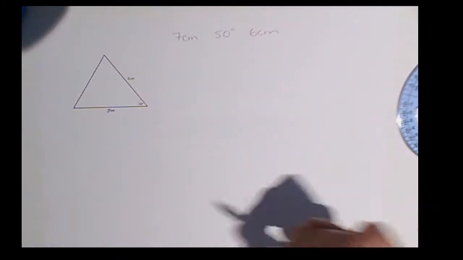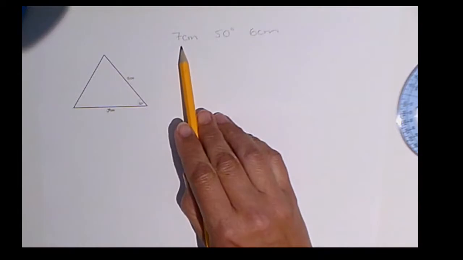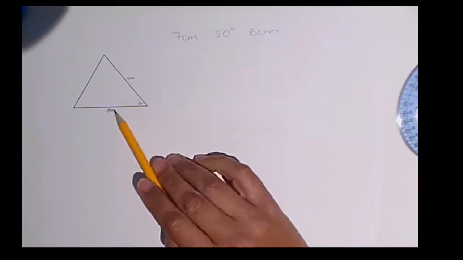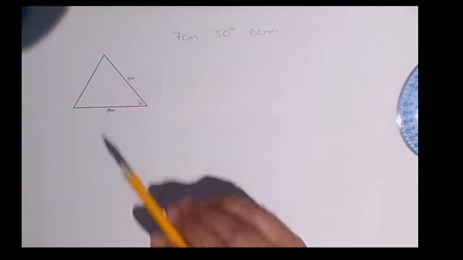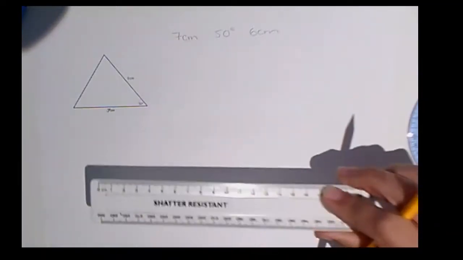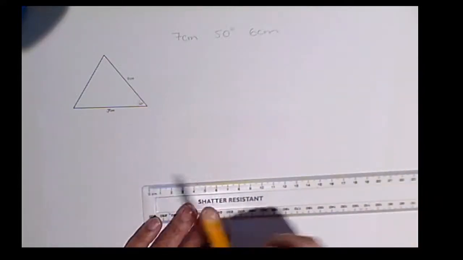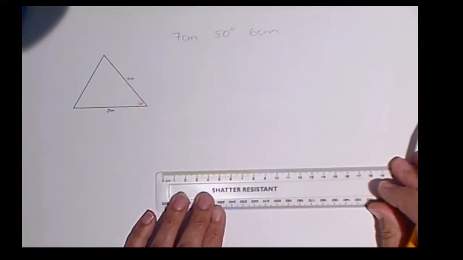Okay then, so I've just copied out the question here onto a piece of paper. It's a little bit small for you to see, but we were asked to draw, the bottom line was 7 centimetres, the angle was 50 and the other side was 6 centimetres. So we're going to start off with our ruler. So the first line we're going to draw is our horizontal line here, 7 centimetres long.